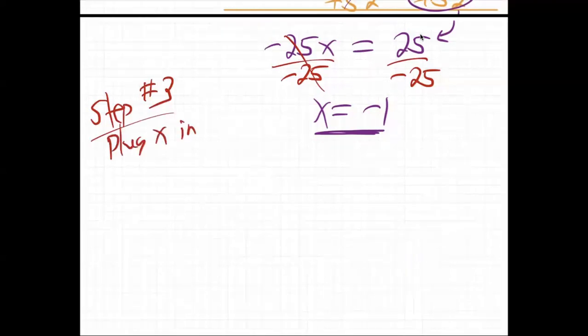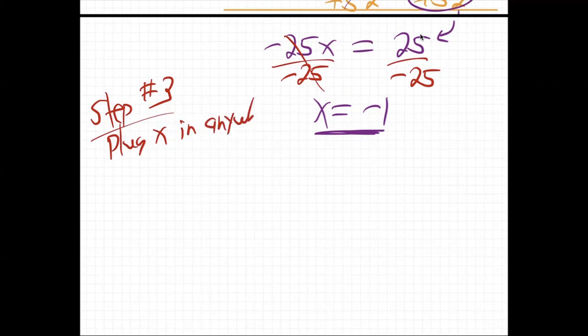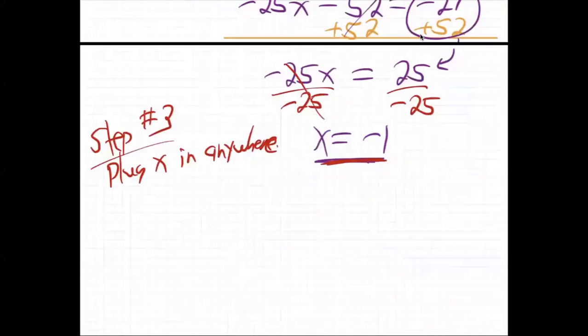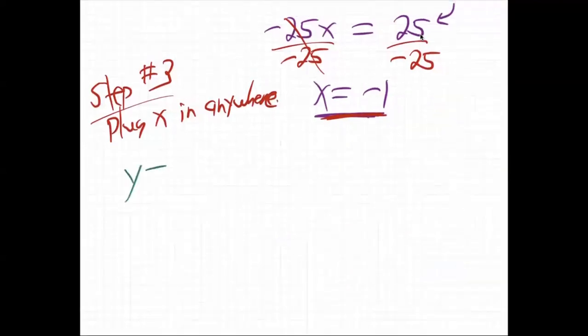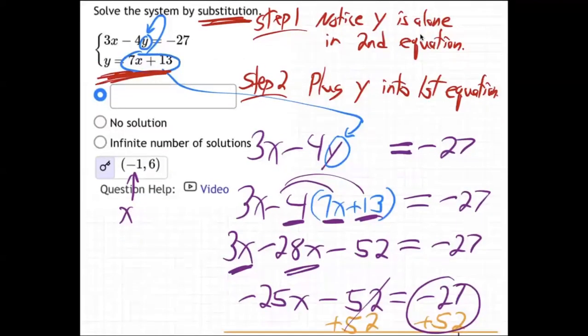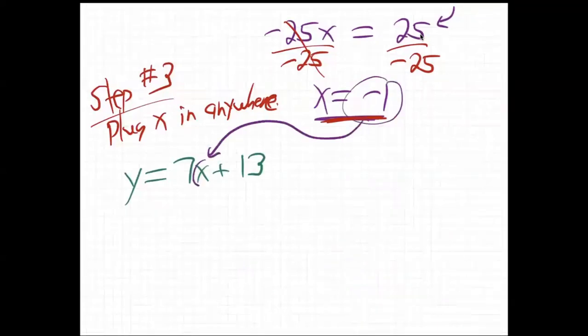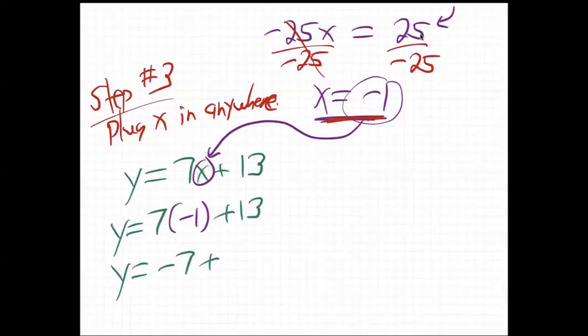Plug x in anywhere. Really, you can plug this x answer that we just got, this negative 1, in anywhere. Now, the easiest place is going to be where y is already alone, this one right here, since we're trying to find y. So I'm going to grab that one. y equals 7x plus 13, because we're trying to find y. Plug in there for x negative 1, because now we know x is negative 1. So y is negative 7 plus 13. y is 6. There we go.